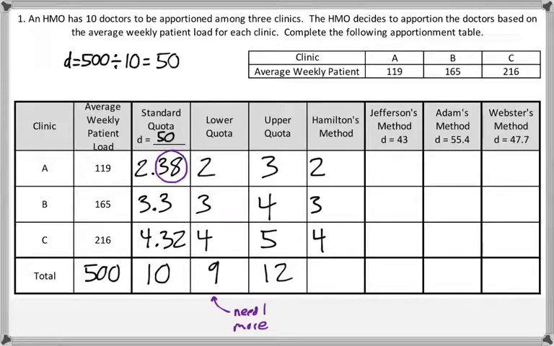So that means I'm going to give the last doctor to Clinic A. So this changes from 2 to 3. And now if I add these up, this equals the 10 total doctors. So we are apportioning 3 doctors to Clinic A, 3 doctors to Clinic B, and 4 doctors to Clinic C.